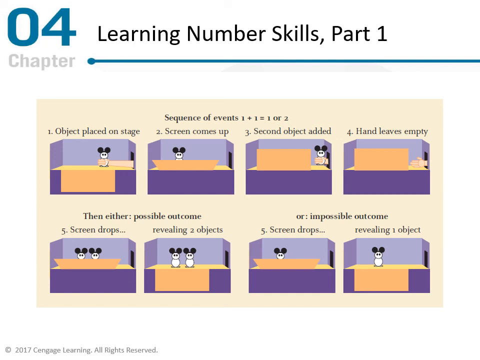Then there is either a possible outcome, right? Screen drops, revealing two objects. Or an impossible outcome: screen drops, revealing one object. What they found, testing this on 5-month-olds, is that infants are surprised when objects are added or removed but the original number of objects is still present when the screen is removed. This pattern suggests a basic understanding of addition and subtraction. Basically, they look at the wrong answer longer, like, oh, how did that happen? They consistently saw that in enough infants to infer that they understand some concept of addition and subtraction and realize that is an impossible outcome. So that's how they've done research on infants beginning to learn number skills.